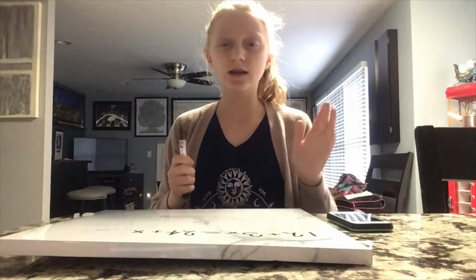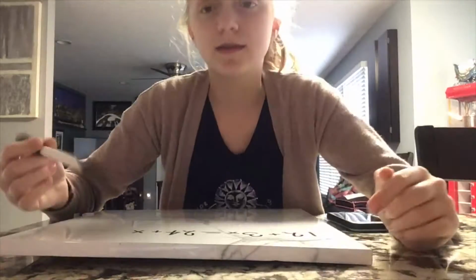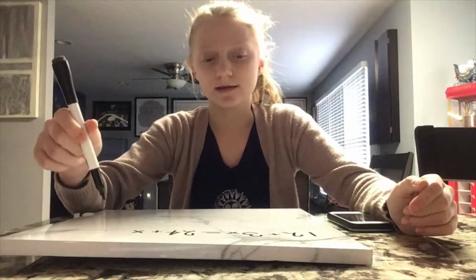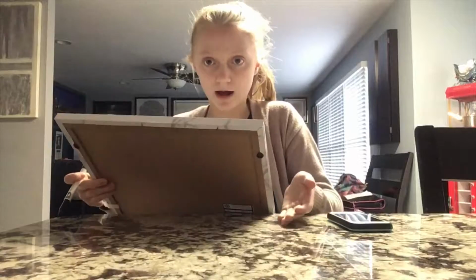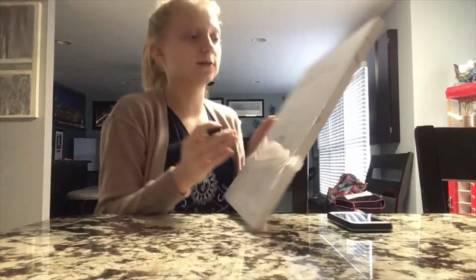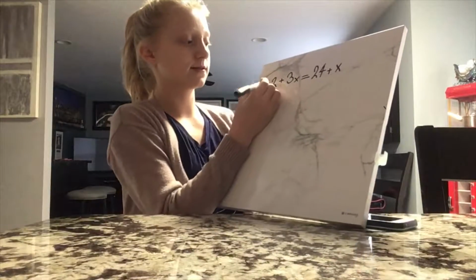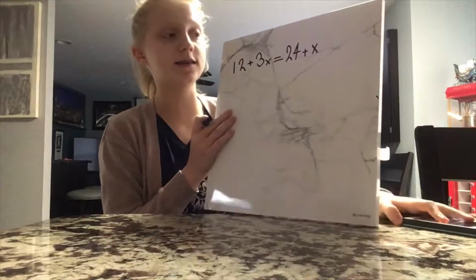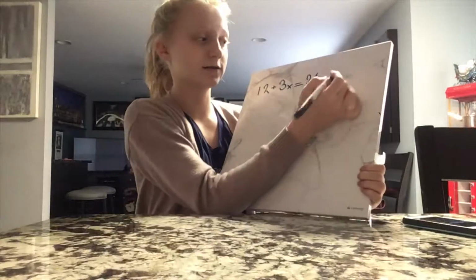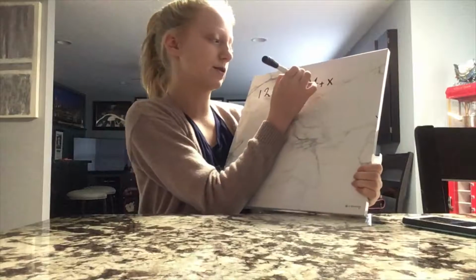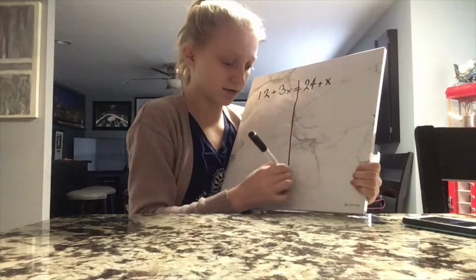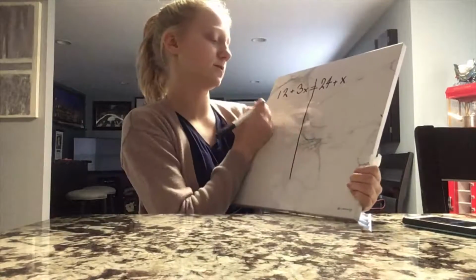Since we already know how to do one-step equations and two-step equations, that process is going to help us with this. So, we're going to start with an easy problem because it's our first one. Our problem is 12 plus 3x equals 24 plus x. So, there's variables on both sides. What you're going to do is draw the river like you do with one-step or two-step equations.